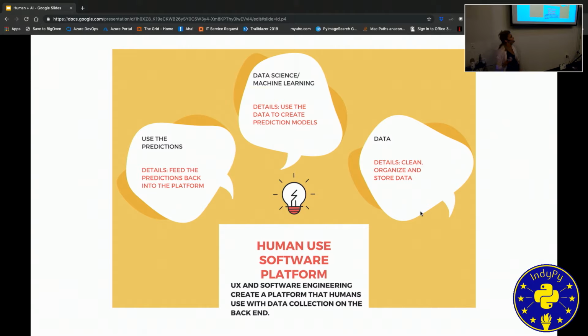Actually, I happen to know that Amazon hires people to sit in a room and listen to what you ask Alexa to do, and that's how they get more data and feed it back in. And sometimes that's just what you have to do. But a lot of systems will work this way.